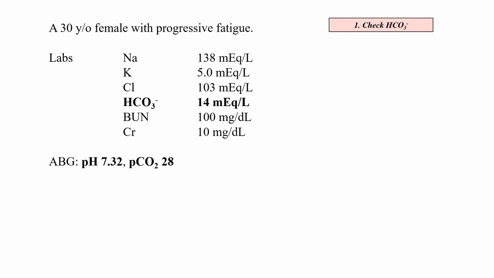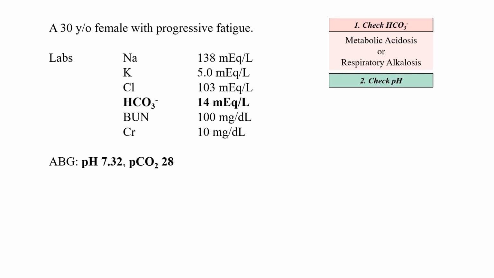Step 1. Check serum bicarbonate. It is 14, which is low. This means patient may have a metabolic acidosis or respiratory alkalosis with renal compensation. Step 2. Check pH. pH is less than 7.4, which is low. This means the most likely disorder is a metabolic acidosis.